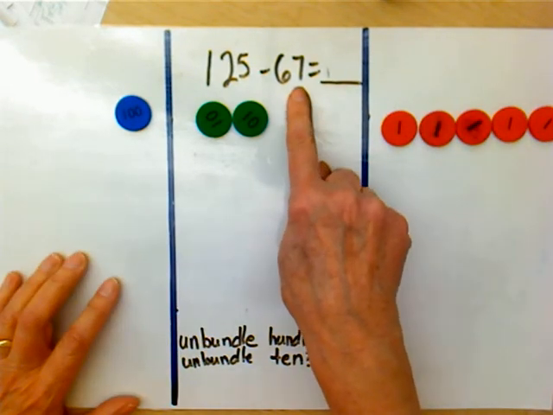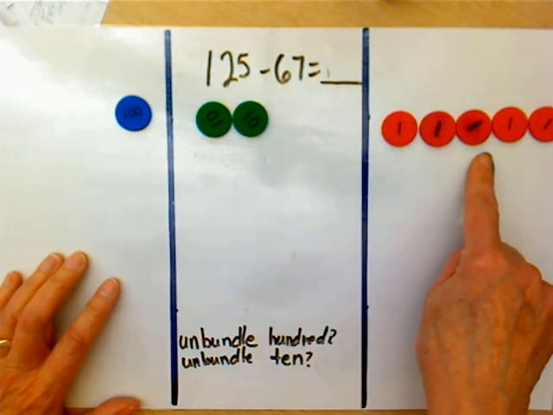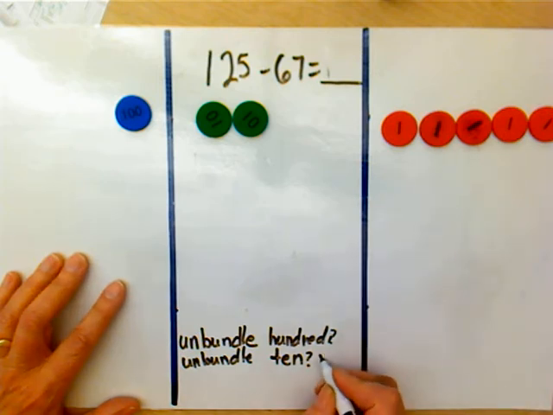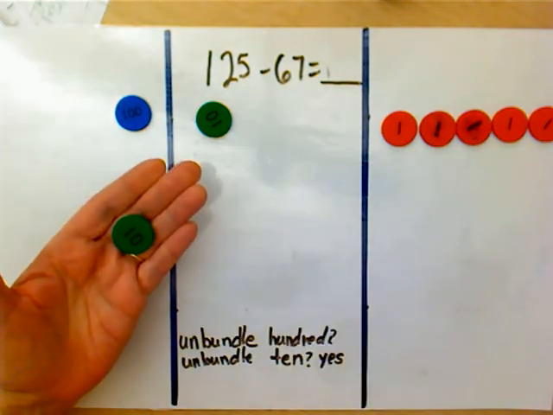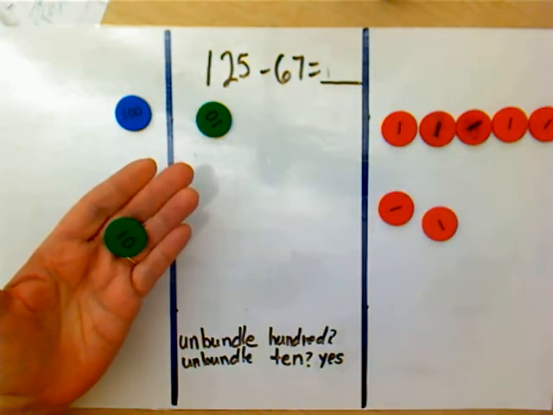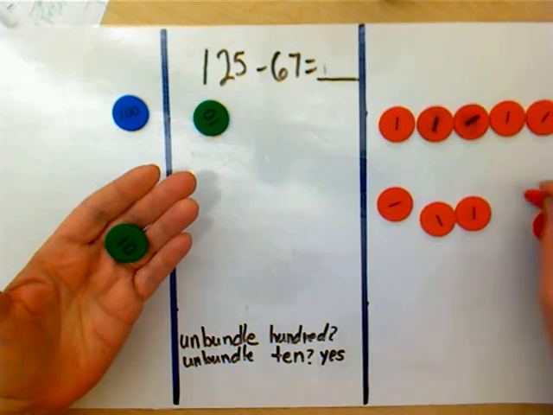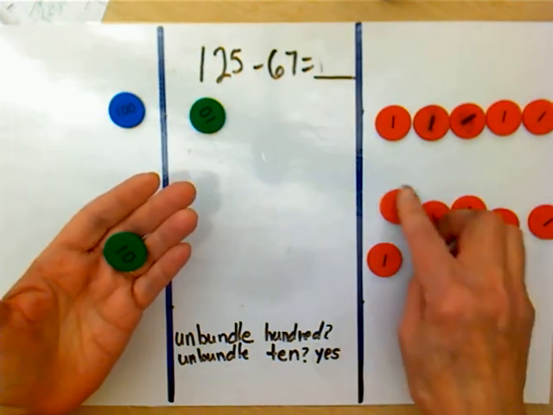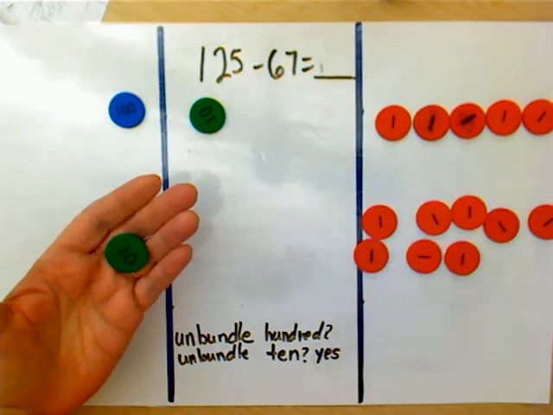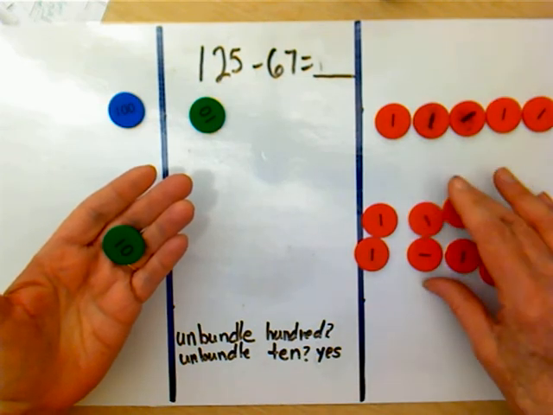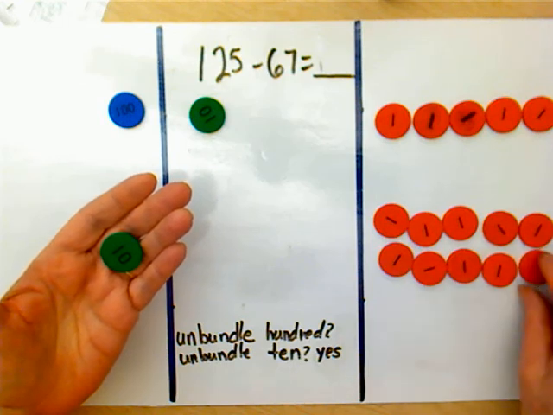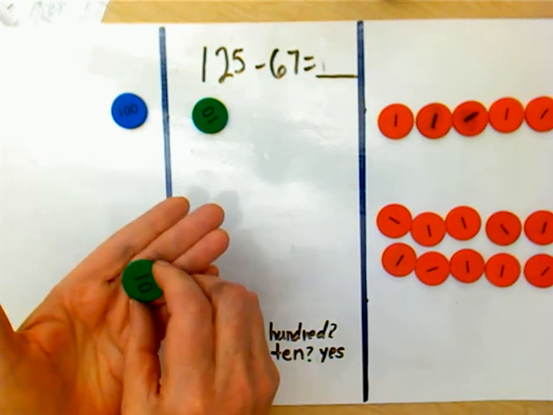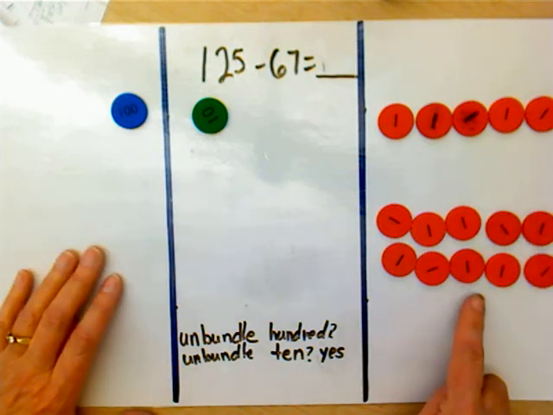I already know that I cannot take 7 ones from 5 ones. I can't take 7 ones away from 5 ones. So I know I still am going to have to decompose a 10. So I'm going to take that 10 and count out 10 ones. 1, 2, 3, 4, 5, 6, 7, 8, 9, and 10. So now instead of having 5 ones, I now have 15 ones, and I can exchange or decompose that 10 for those 10 ones.